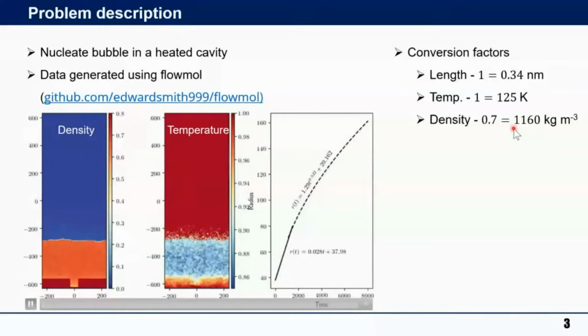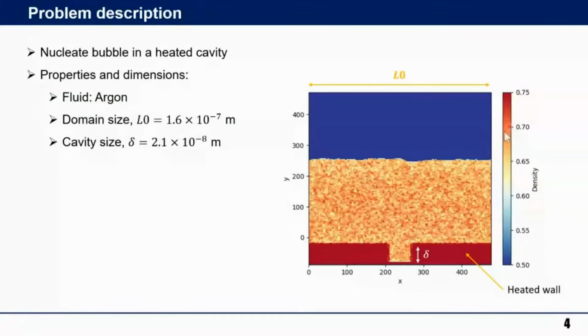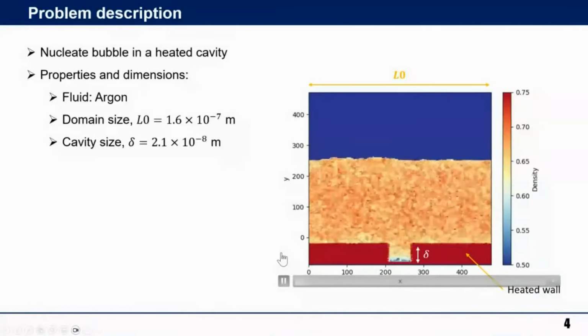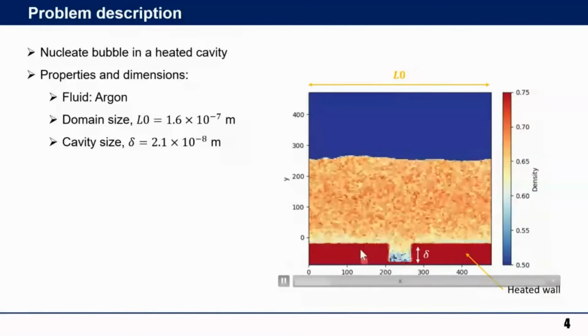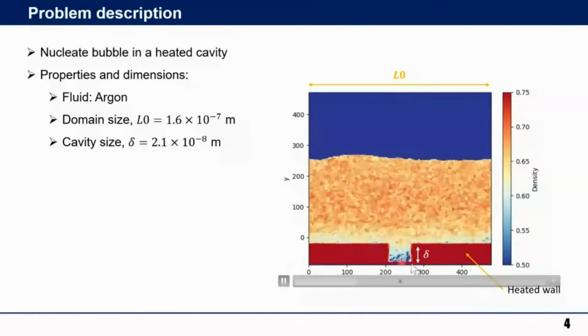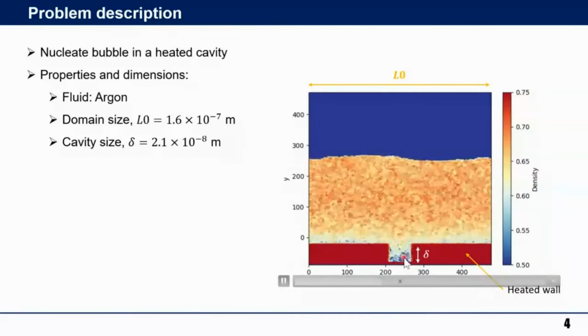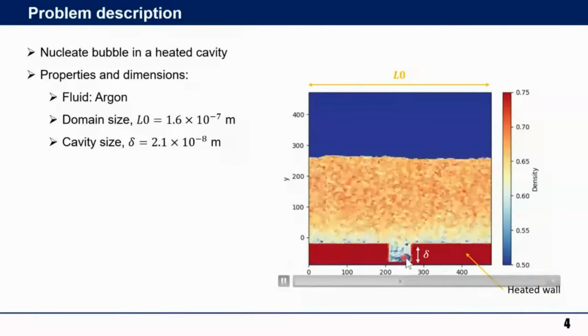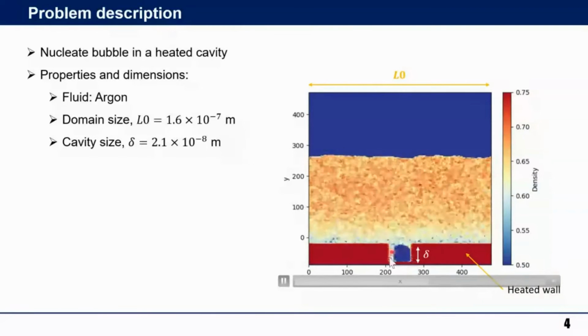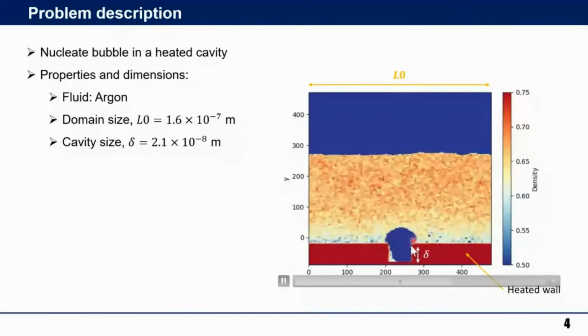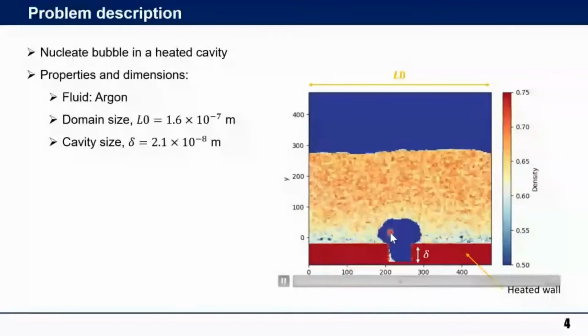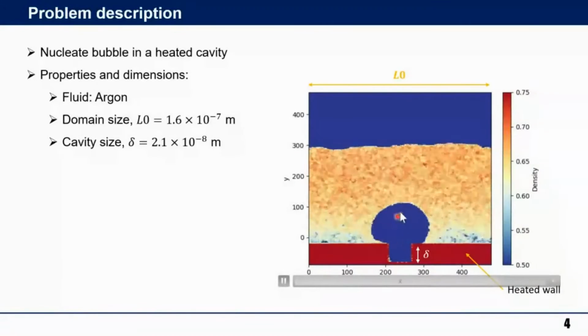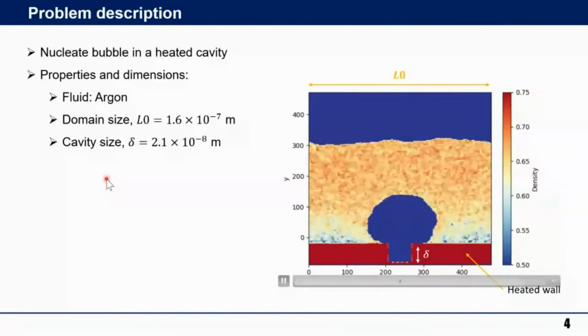Right, so if you look closer at the cavity, the size of this cavity is around 21 nanometers. And again, we can look at the density field. Initially, it's entirely filled by liquid, and then after some heat is introduced, the temperature reaches the saturation value, then a region of vapor is generated and keeps growing and propagates into the liquid domain. The fluid that we use here is argon.